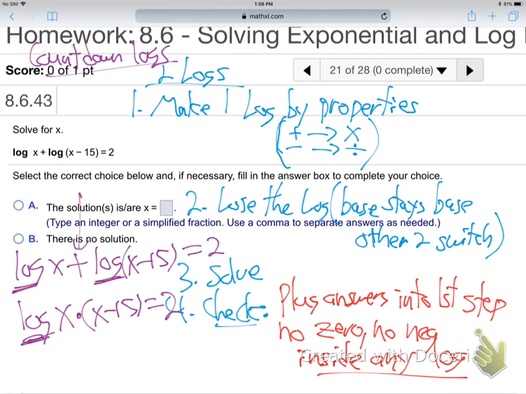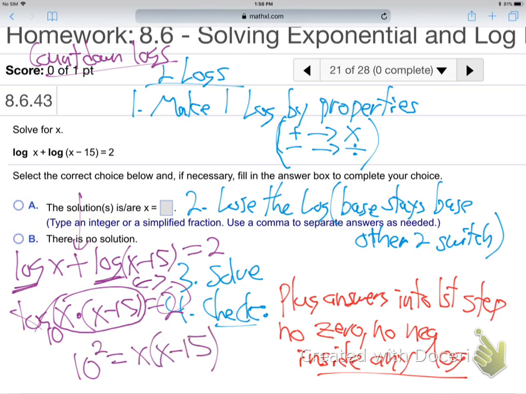How do I get to no log? Well, you cross off the log. And what happens when you lose a log? The base stays the base, the other 2 switch. What is the base? I don't see any lowered number. It must be 10, exactly. So the base stays the base, the other 2 switch. What other 2? Everything else, meaning all this x stuff and the 2. Instead of 10 to all that x stuff, it's 10 to the 2, and all the x stuff goes over there.